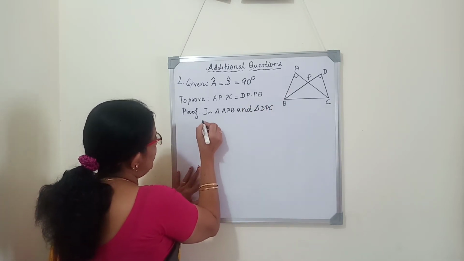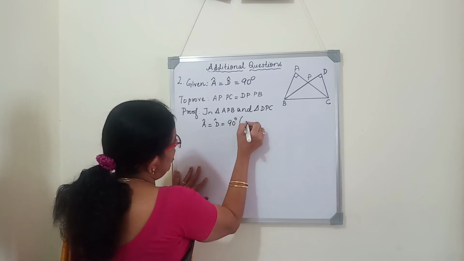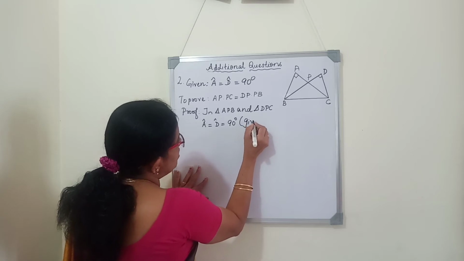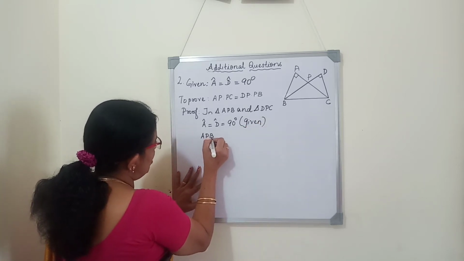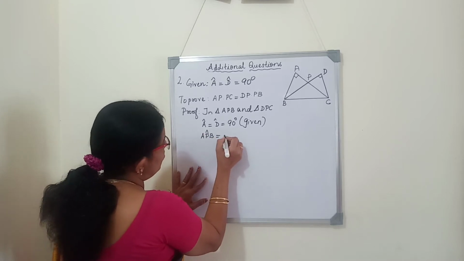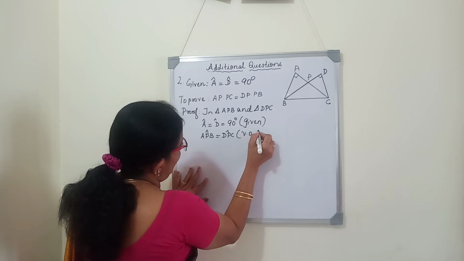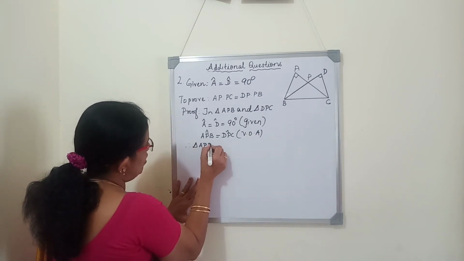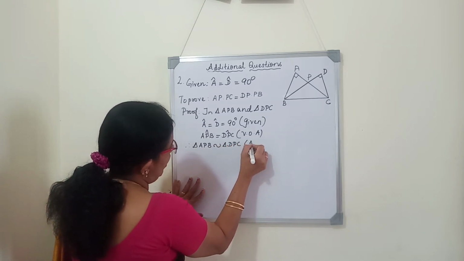Angle A and angle D are 90 degrees. It is already given. And next, angle APB is equal to angle DPC, vertically opposite angle. Therefore, triangle APB is similar to triangle DPC by AA criteria.